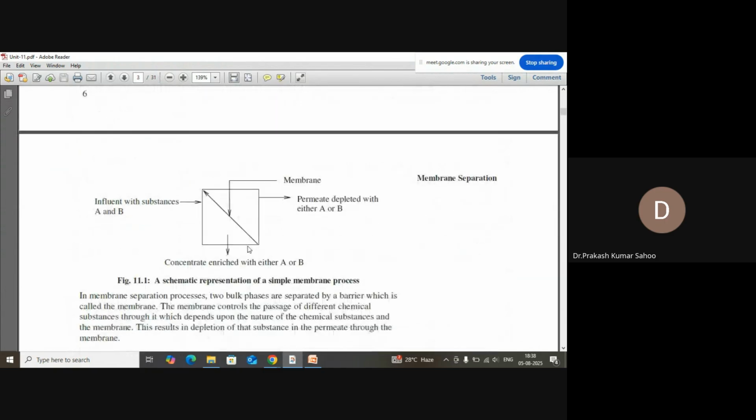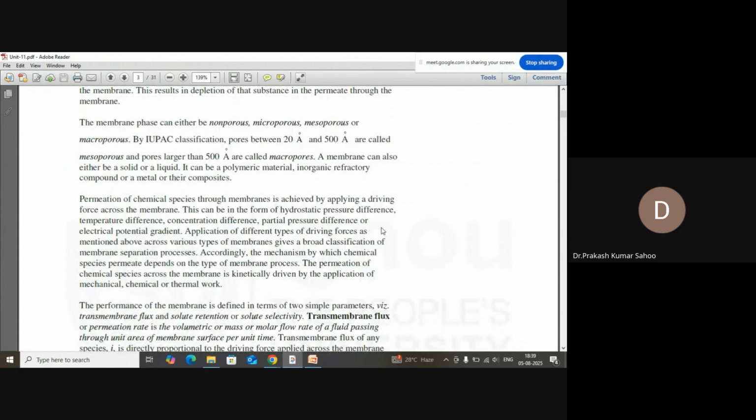You see here, this is the schematic diagram of a simple membrane process, where there is a membrane. At one end we have the solution, which gets filtered through this membrane to give the permeate.